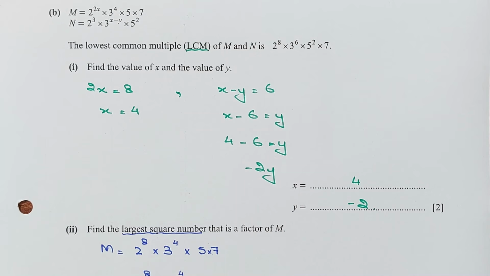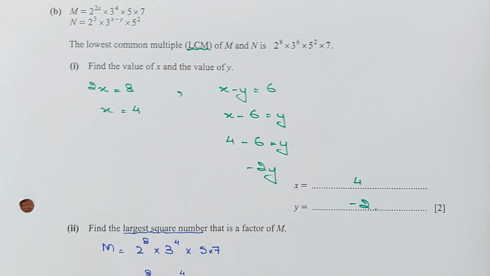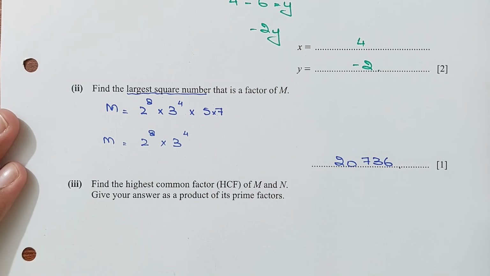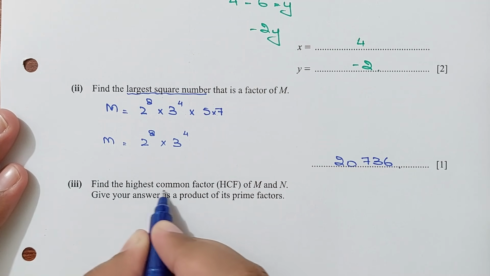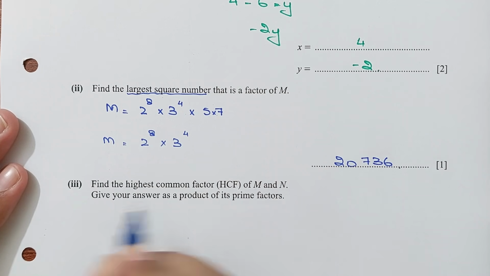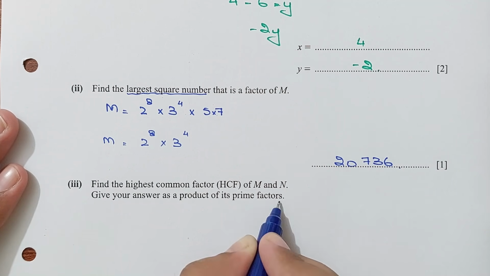So for a perfect square, for the largest square number, you have to pick the powers with the even powers, right? Now for the third part, find the highest common factor, HCF, of m and n. Give your answer as a product of its prime factors.